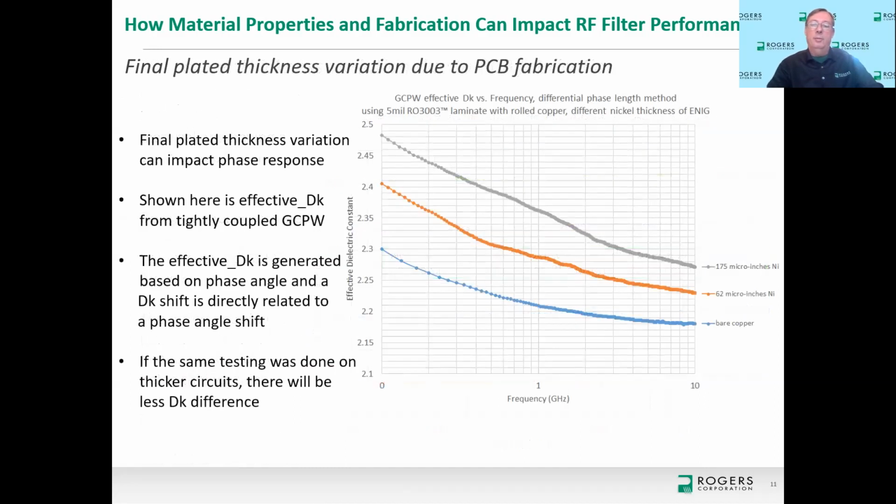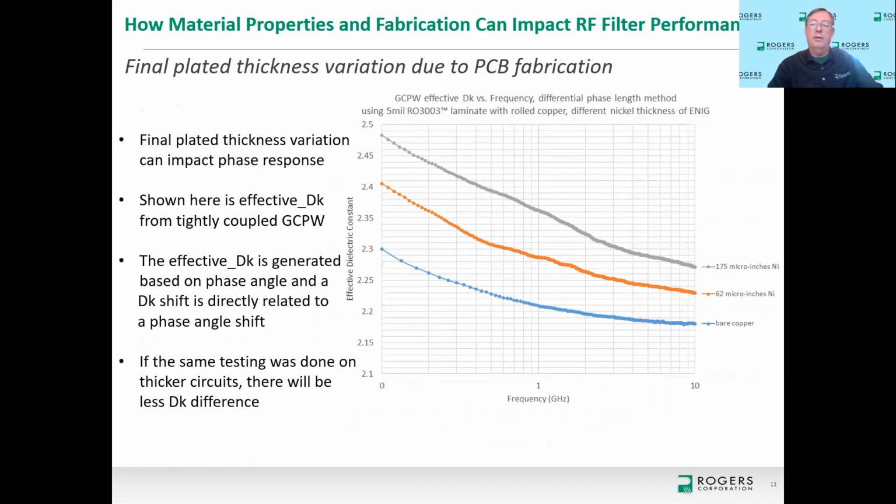Now let's look at final plated finishes. Here I'm talking about ENIG, electroless nickel immersion gold. It's very commonly used. It's a very good finish, except it does cause some differences in phase response, and it most certainly causes differences in conductor loss and insertion loss. So here I'm showing differences in phase response, and this is, again, tightly coupled grounded coplanar waveguide circuits. Y-axis is effective dielectric constant, x-axis is frequency.